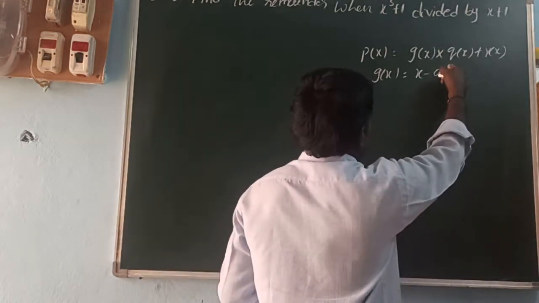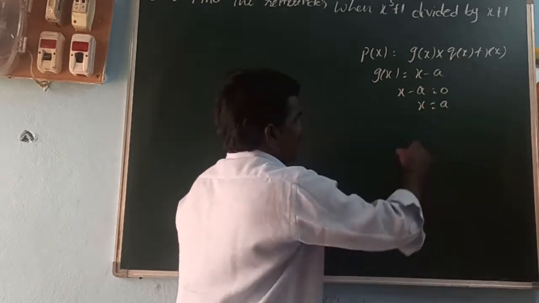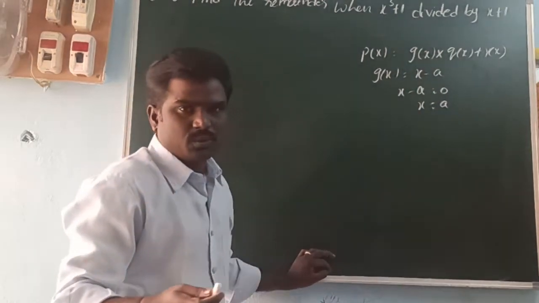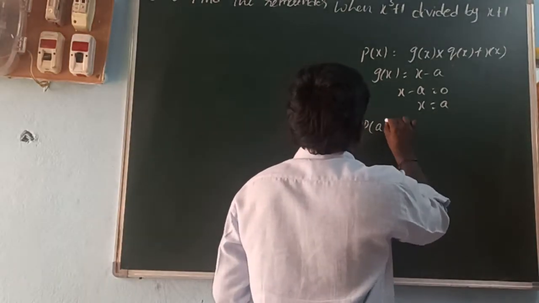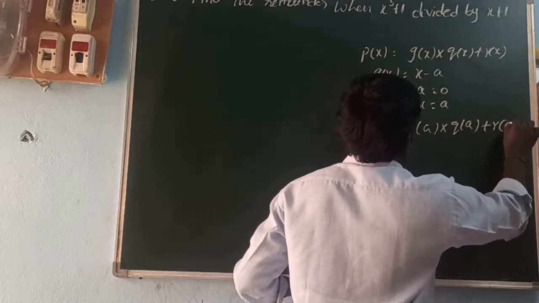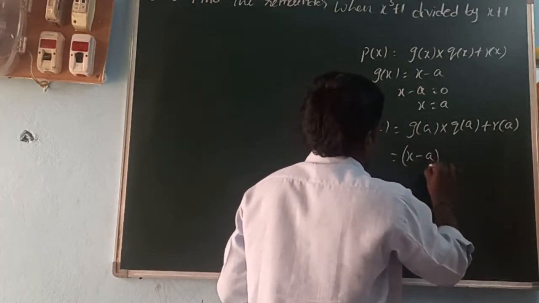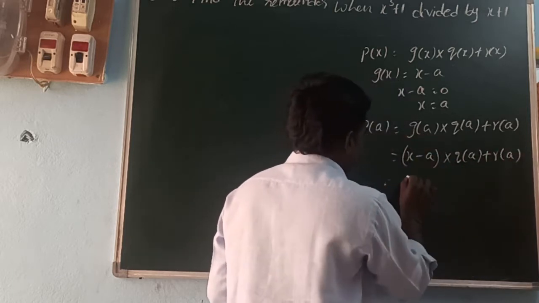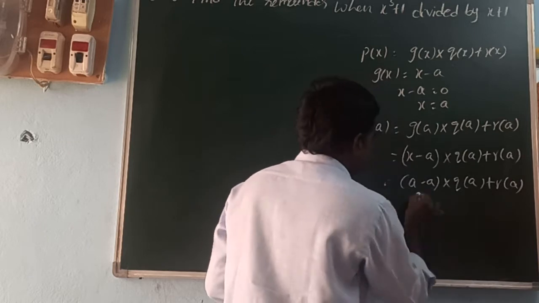What is the 0 of x minus a? That is, x minus a is equal to 0, so x is equal to a. The value of x we can substitute in the division algorithm polynomial. If we get the remainder 0, then it becomes a factor, otherwise it is a remainder. So p of a is equal to g of a into q of a plus r of a. g of a means x minus a, so in the place of x we put a: a minus a into q of a plus r of a.